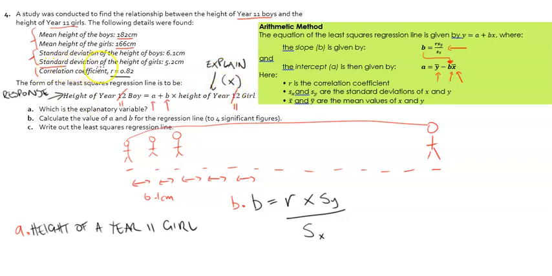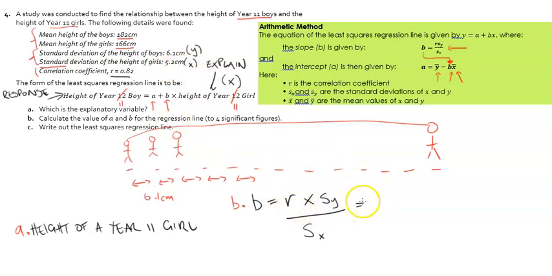So the standard deviation of height of a girl belongs to x, because it is the explanatory variable, meaning the response variable is the y. The standard deviation of the height of a year 11 boy, and this is the response, meaning it has to be the y. So we know what our sy is, and the s of x is here. We can go ahead and plug these values in.